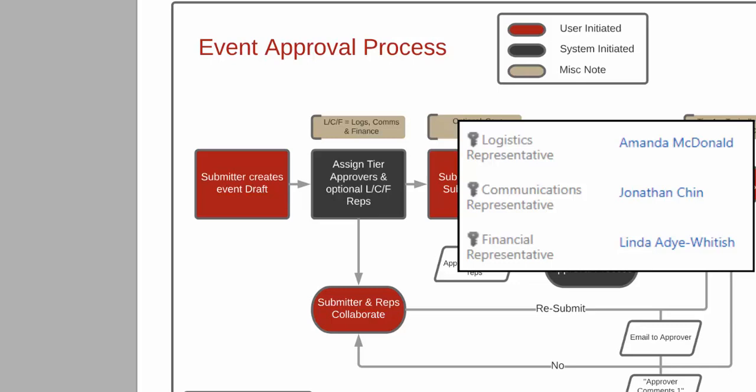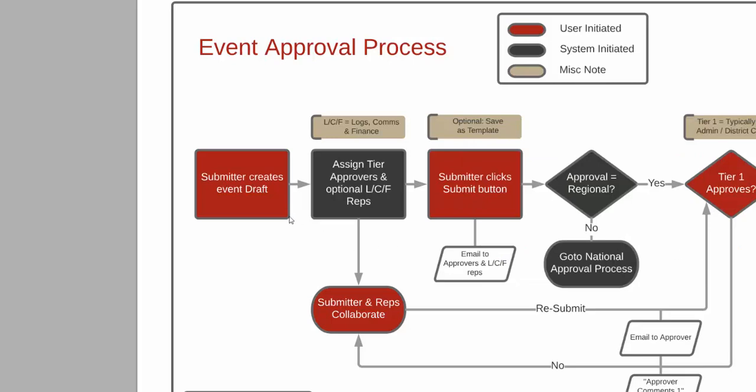And in that way, for the regions that choose to use that, the event submitter will see who those people are and can reach out proactively to them to get questions answered, so that they don't have to become experts in some of the most tricky things that TR has, which is logs, comms, and finance. So at that point, the submitter and the reps are able to collaborate and work back and forth to figure out how they want to actually accomplish this particular event and try to get into some of the details.